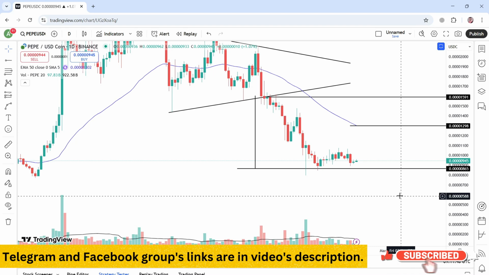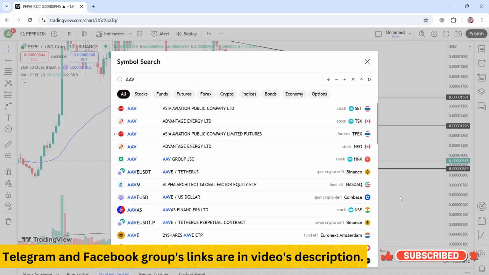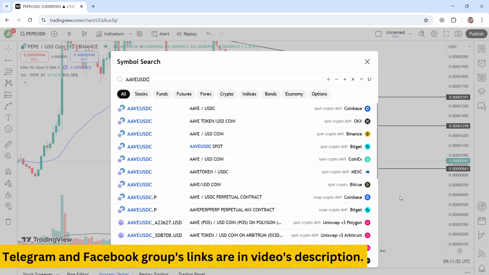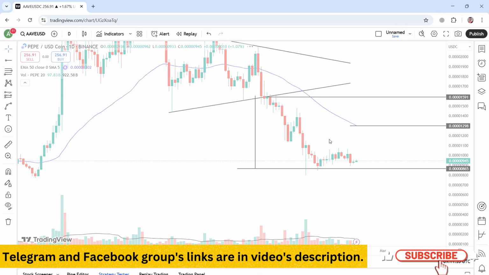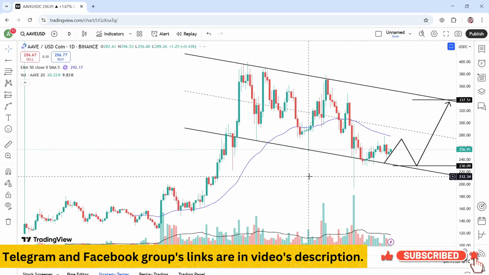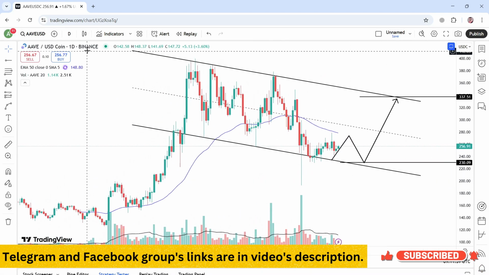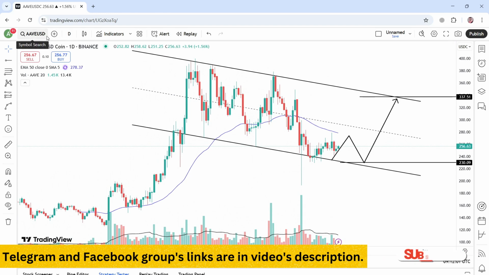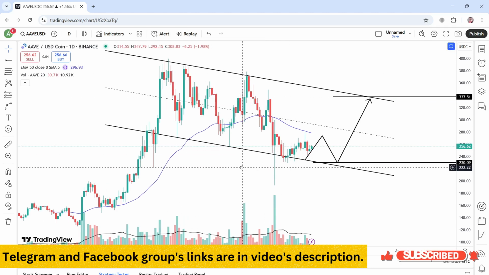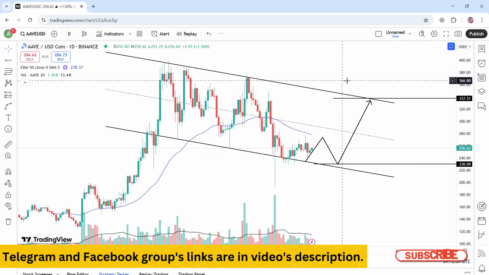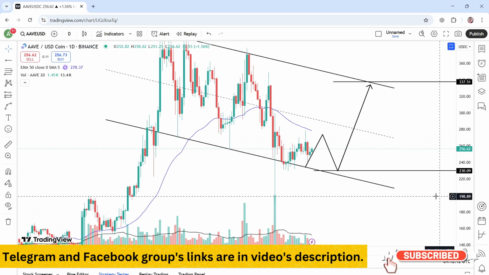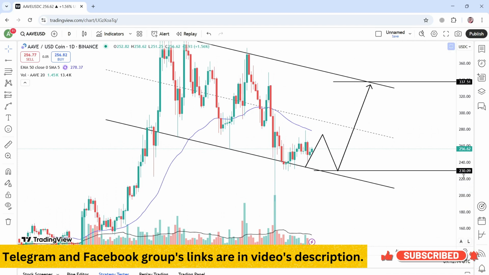The next coin is AAVE. If we discuss the trend of AAVE against the USDC on 1 day time frame, the exchange is Binance. Currently, it is consolidating in this channel formation, where the support of this channel formation is at 230, and the resistance of this channel formation is 337.